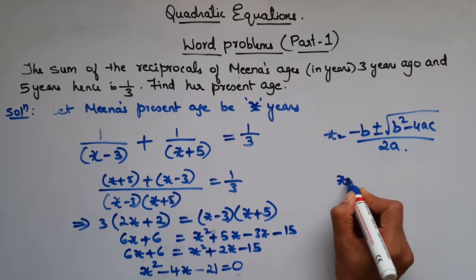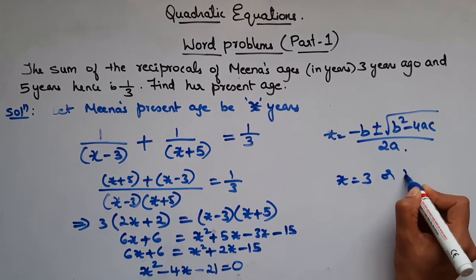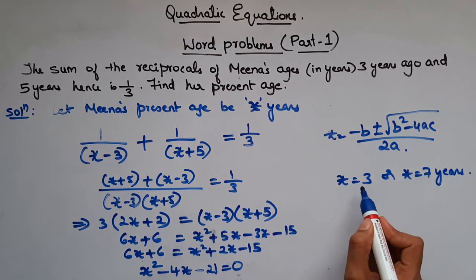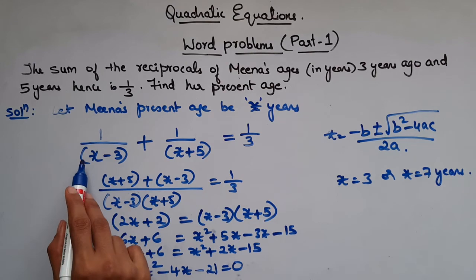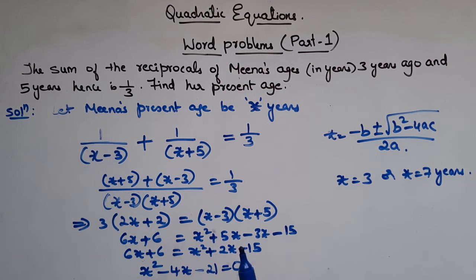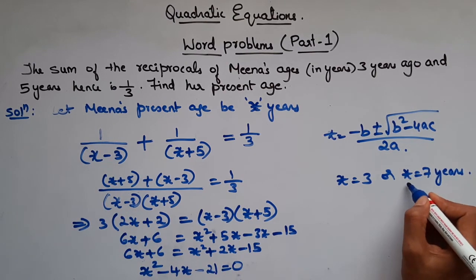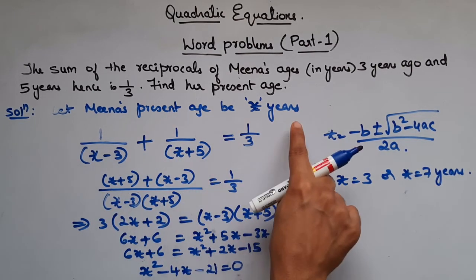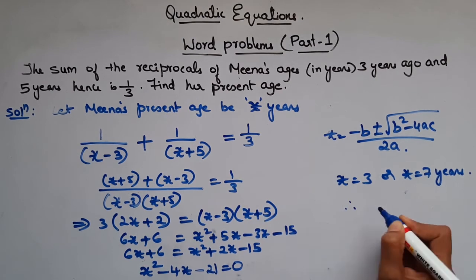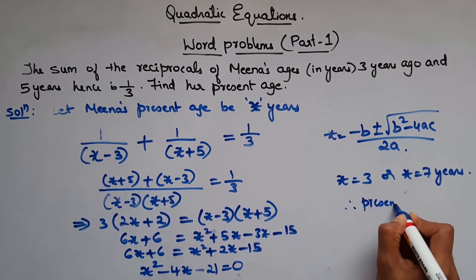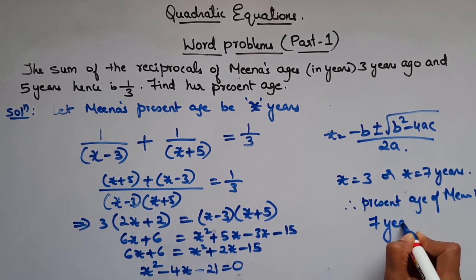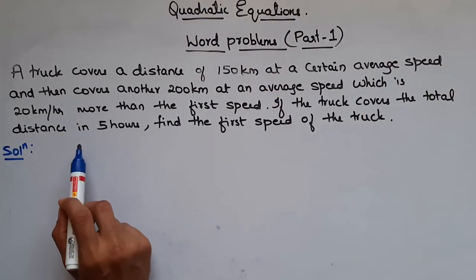So you get x is equal to 3 or x is equal to 7, right? Ideally, when you substitute x is equal to 3, here 3 minus 3 is 0, so 1 by 0 is infinity, which is not possible, right? So your x value should be 7, which is nothing but Meena's present age is 7 years. Therefore, the present age of Meena is 7 years.